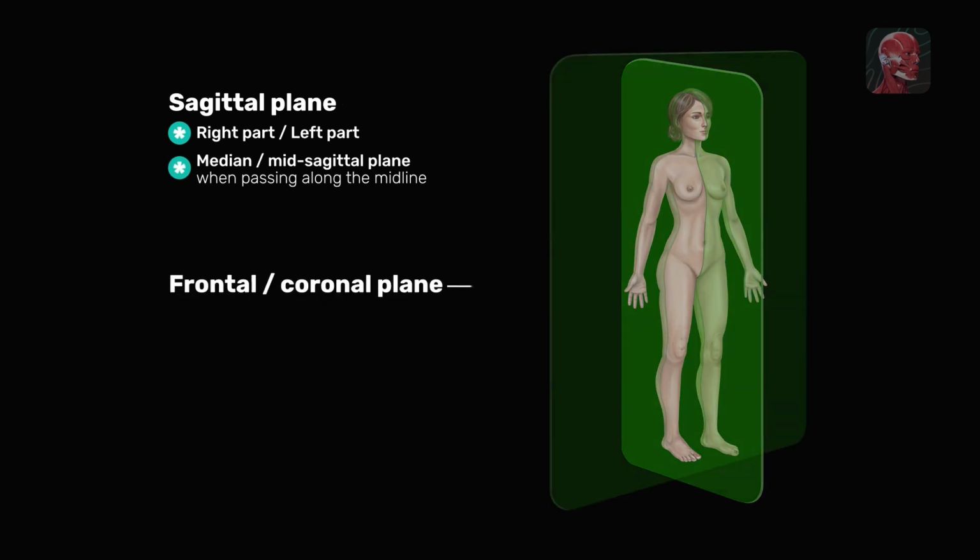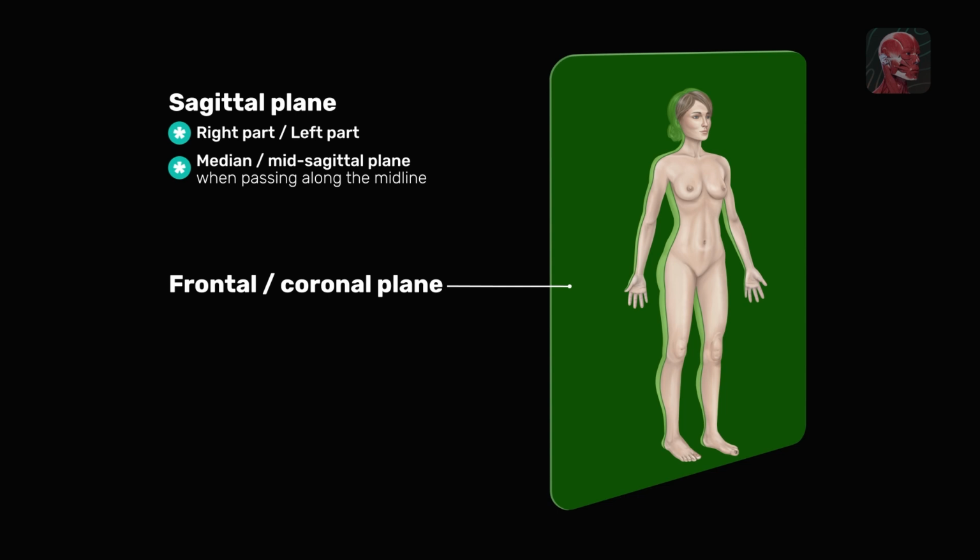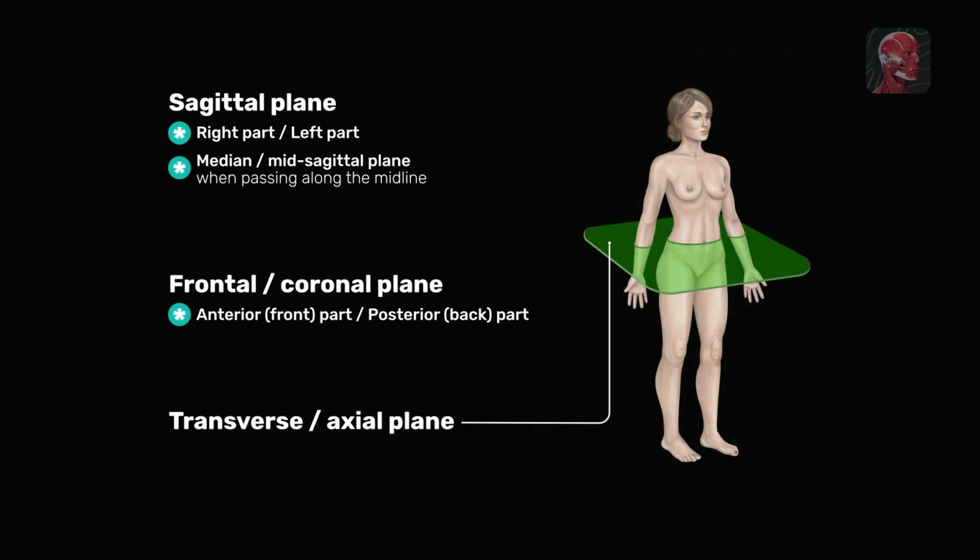The frontal or coronal plane. It divides the body into anterior, front, and posterior, back parts. The transverse or axial plane. It divides the body into superior, upper, and inferior, lower parts.